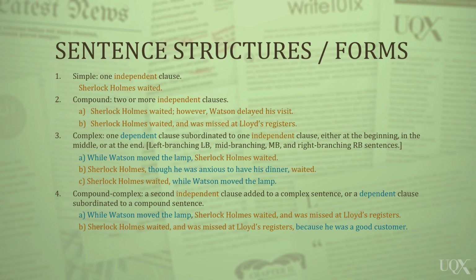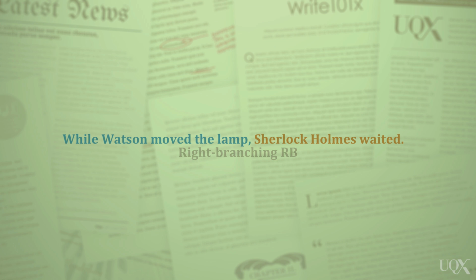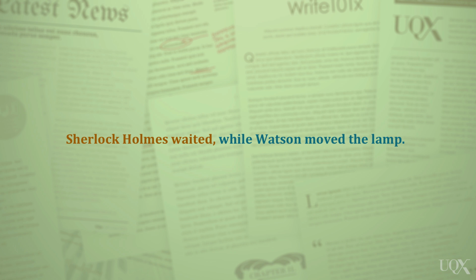A complex sentence is made up of one dependent clause subordinated to one independent clause, either at the beginning, that's left branching, in the middle, that's mid branching, or at the end, that's right branching. So, left branching: While Watson moved the lamp, Sherlock Holmes waited. Mid branching: Sherlock Holmes, though he was anxious to have his dinner, waited. And finally, right branching: Sherlock Holmes waited while Watson moved the lamp.